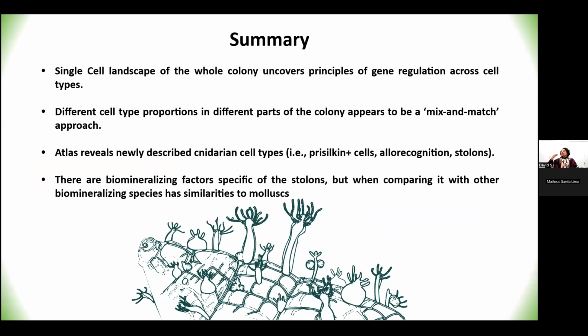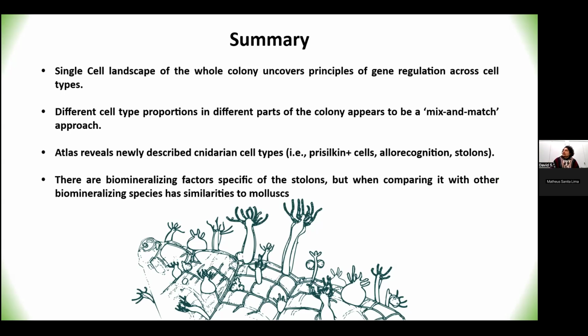So as a summary, we can say that the single cell landscape of the whole colony uncovers the first steps, the principles of the gene regulation across all the cell types in the colony. We see that the different parts have different cell type proportions, and they seem to be using this mix and match approach where, as I said before, it's just taking all the cell types that are available at the moment and building up the different parts from that.